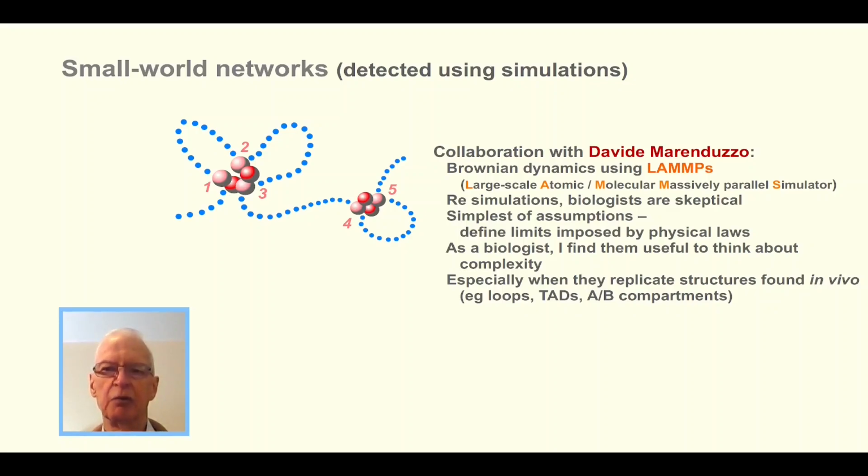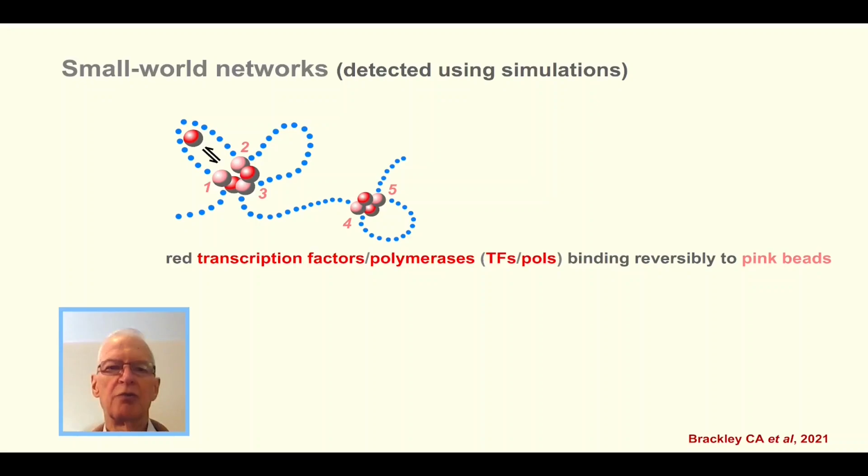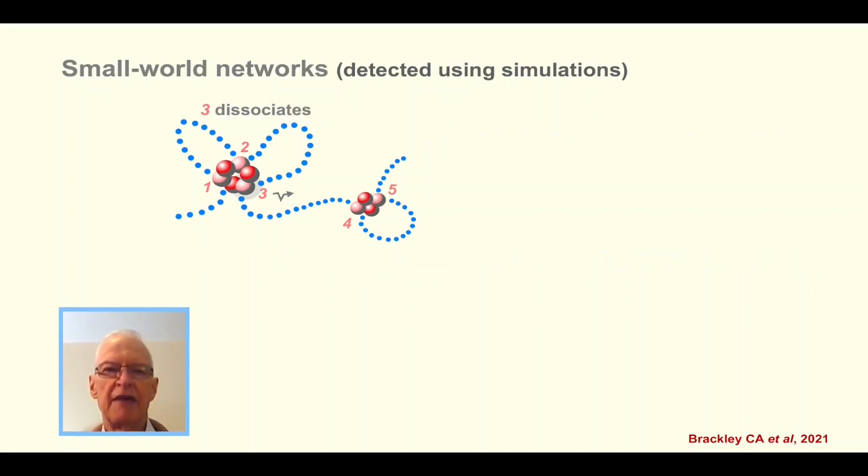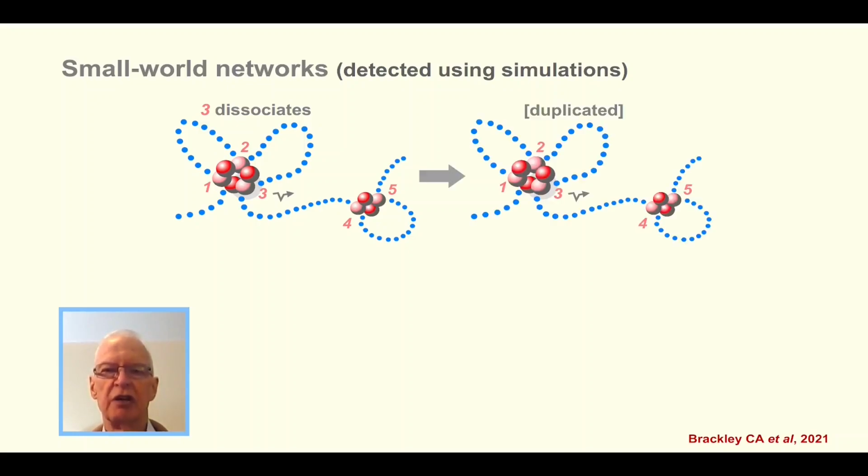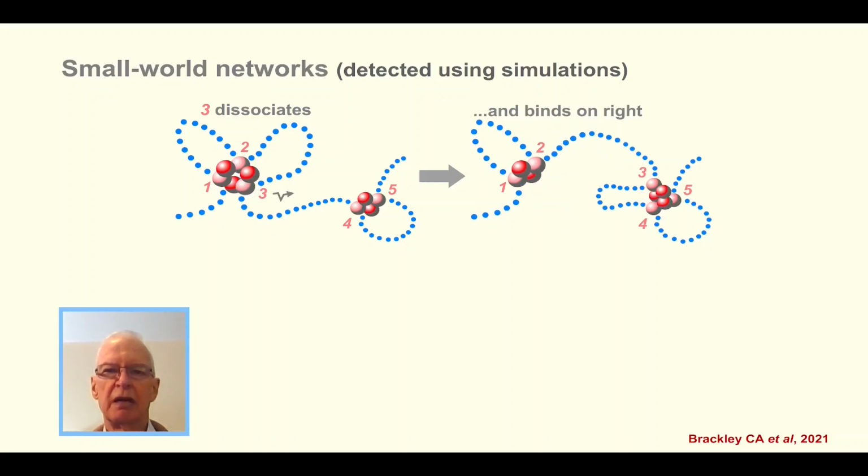found in vivo. We'll begin with red proteins that might be transcription factors or polymerases binding reversibly to pink DNA beads. All of the other beads in the string are not going to bind these red factors. So a red factor might bind, and then I want you to watch what happens when 3 dissociates. And to have a memory of the original structure, I'll duplicate that structure and we'll watch what happens as 3 joins the cluster on the right.